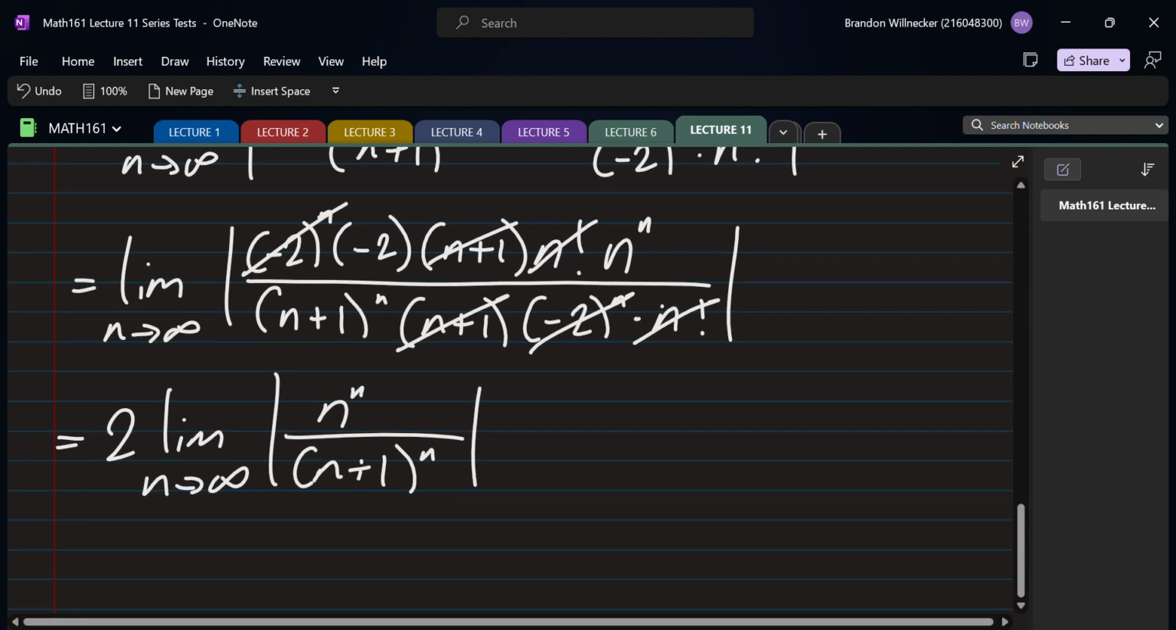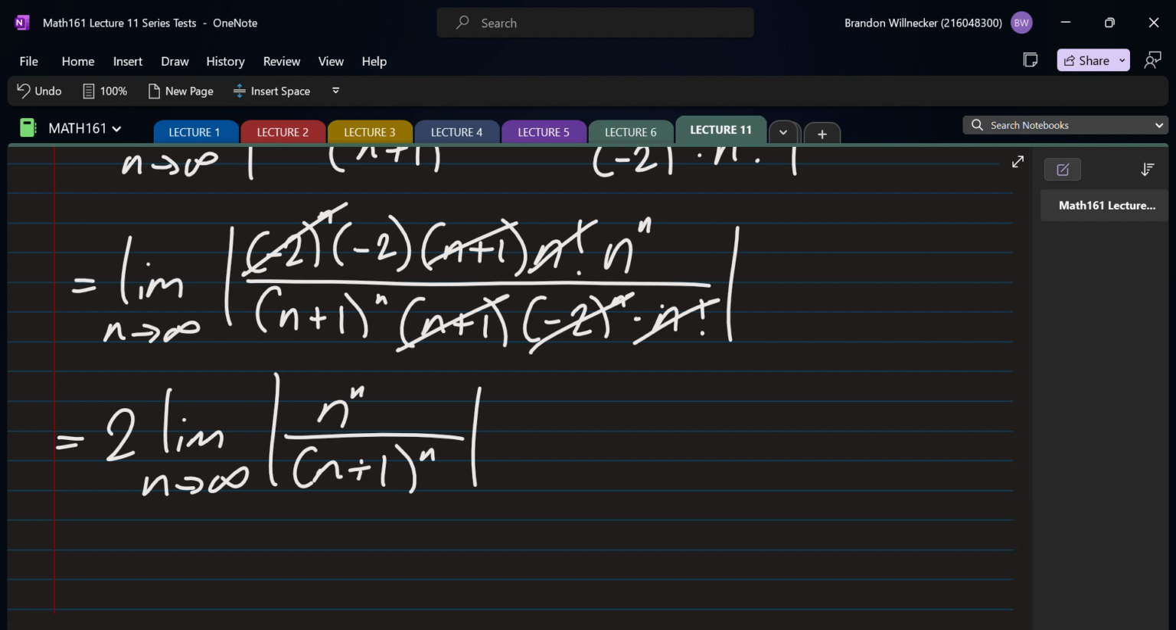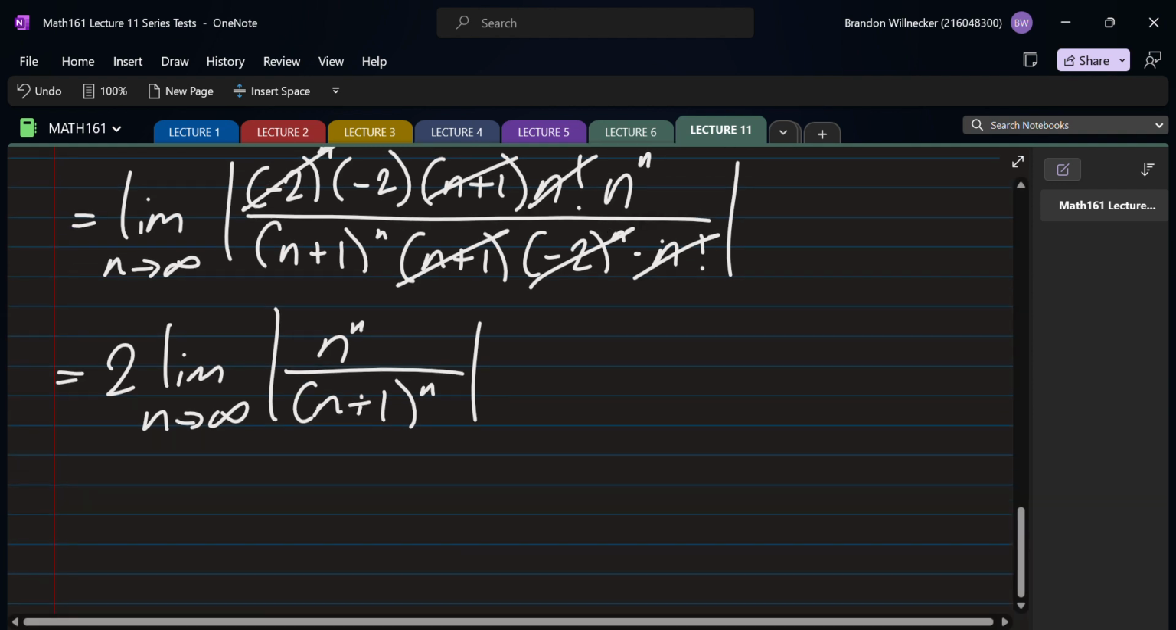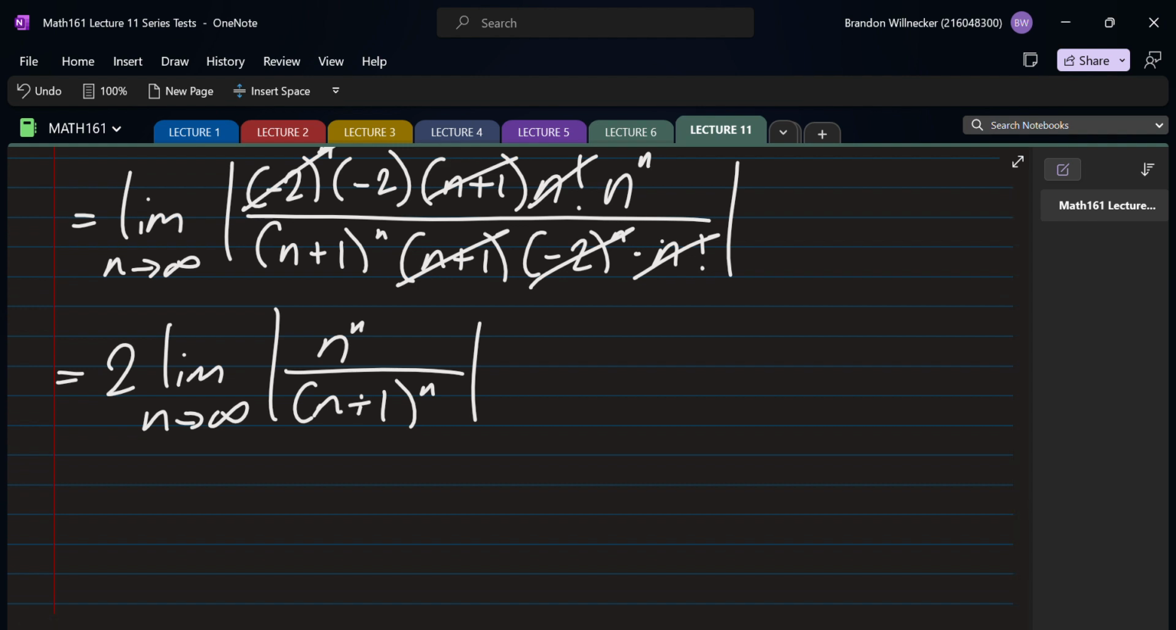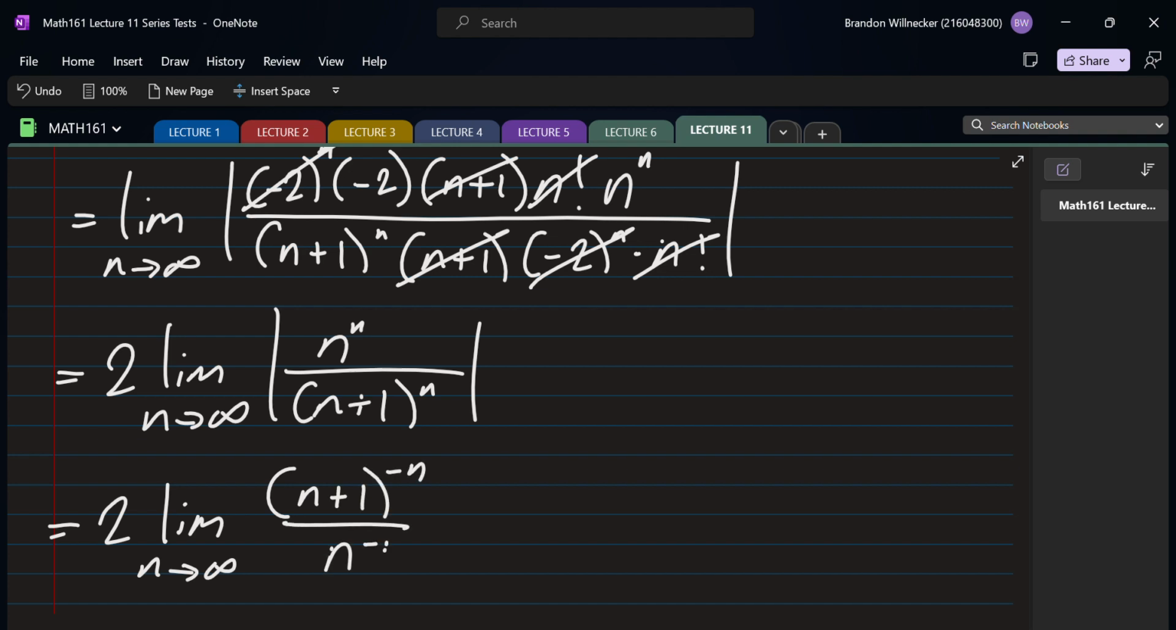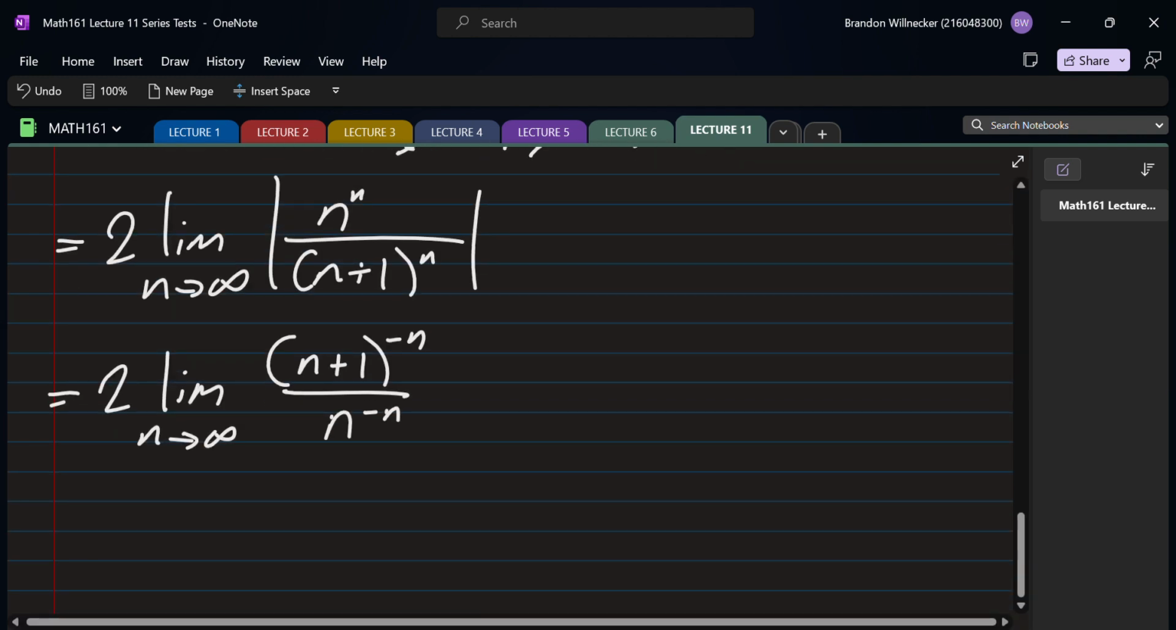Okay. Now, written like this, it's a little bit messy. We'd rather have that n plus 1 at the top. So we can swap the numerator and the denominator and just put the minus n as the exponent. So here we can have 2, limit as n goes to infinity. We can write this as n plus 1 to the minus n all over n to the minus n. Okay, so we'll see now why we swapped that.